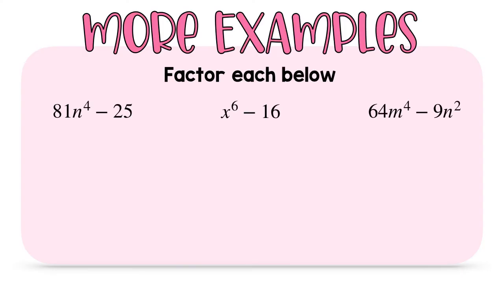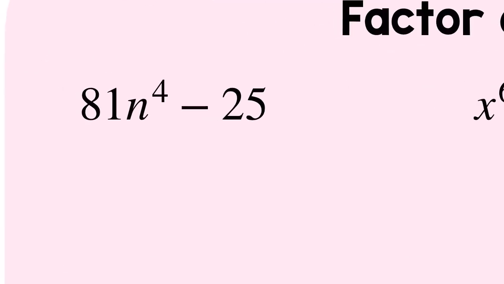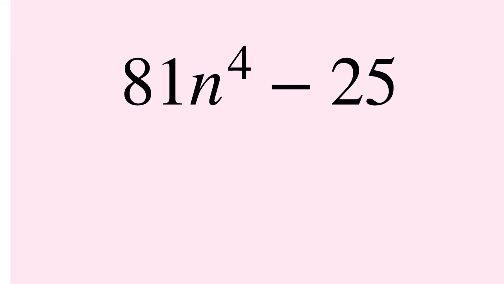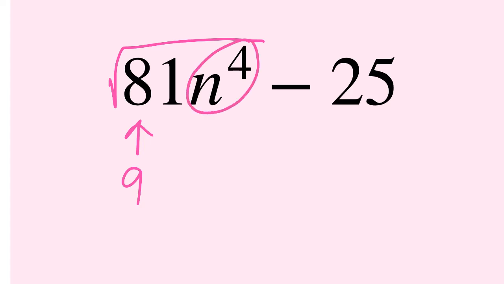A few more examples to do here. So let's go ahead and take a look at these. Okay, so this one's a little bit different when you're trying to find the square roots here. So square root of 81, we should know what that is, right? That's just 9. But this time the n is n to the 4th power. So how would I take the square root of n to the 4th power?